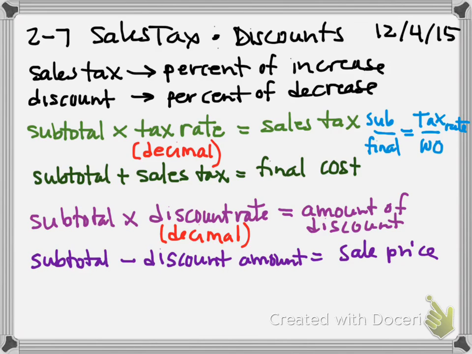If you want to get to your final cost, you would have to go back and do, instead of subtotal times the tax rate equals the sales tax, here, sales price times the tax rate equals the sales tax, and then the subtotal, that would be after this, plus the sales tax equals the final cost. So you just add that next step back on.